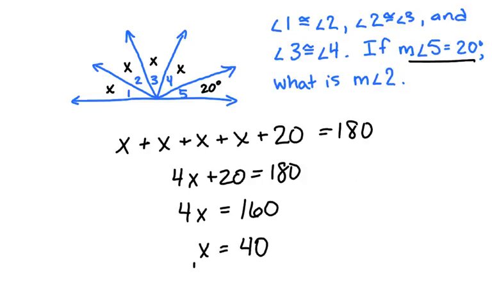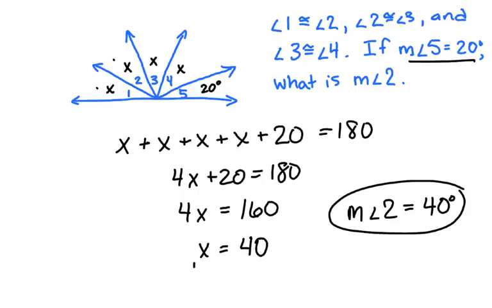So what this means is all of these x values that I just told you up here are equal to 40 degrees, which means the angle that I've asked you to find, measurement of angle 2, is also 40 degrees. So measurement of angle 2 equals 40 degrees. And that's how you're going to find your solution. Okay, let's move on.